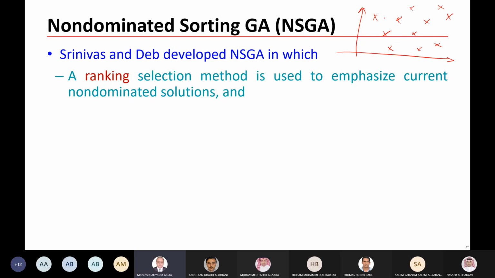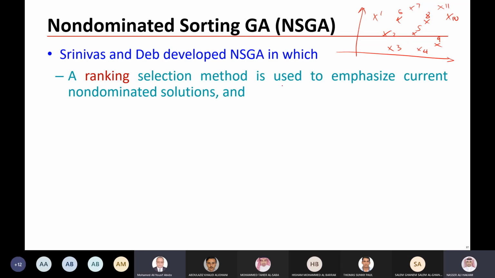Where is the dominant solution? This is 1, 2, 3, 4, 5, 6, 7, 8, 9, 10, 11, whatever. I thought no. Okay. So can you identify the non-dominated solution in this population? What are these solutions?